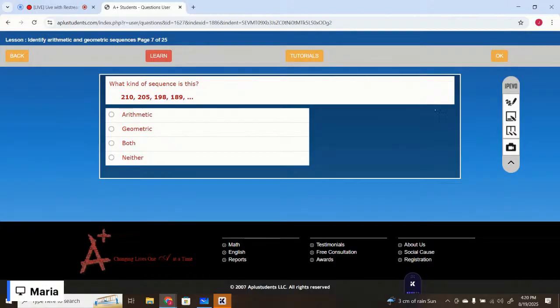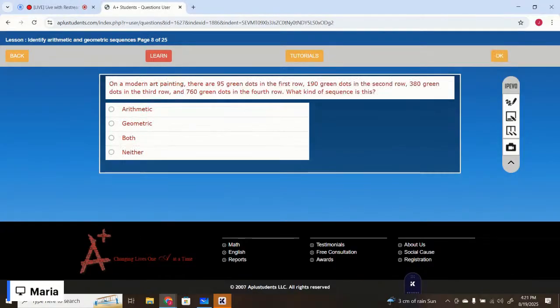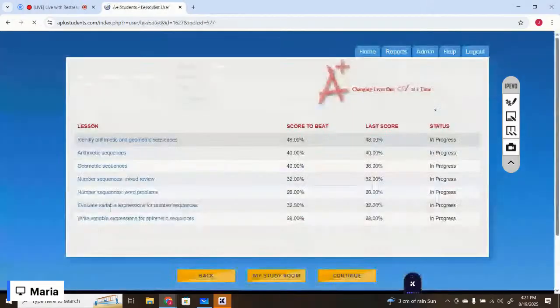Neither. Neither arithmetic nor geometric. Option number 4 is the correct option. Okay, you can complete the lesson by yourself later today. Let me just move on to the next lesson.